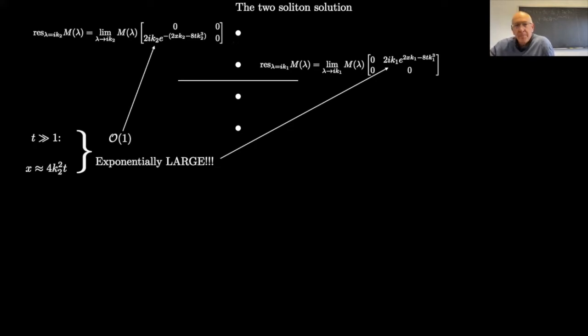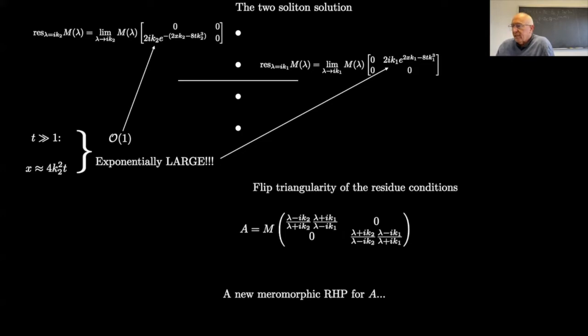But in order to see that, what you have to do is a trick. It's like trick number 7 in the collection of Riemann-Hilbert problem artillery, which is to flip the triangularity of the residue conditions. So here's a transformation. M is this row vector that I've started with, and I just take M and multiply by this diagonal matrix. If you look at the diagonal matrix, what am I doing? In the 1-1 entry, I have a Blaschke factor. It's got a zero at IK2, a pole at negative IK2, a zero at negative IK1, and a pole at IK1. And then the inverse of that in the 2-2 entry.